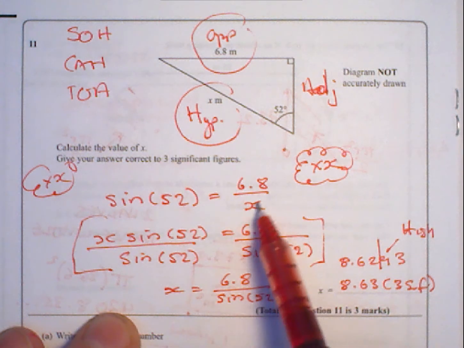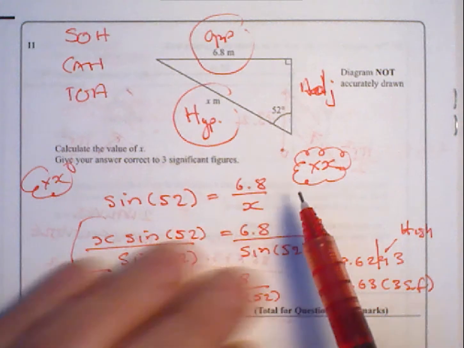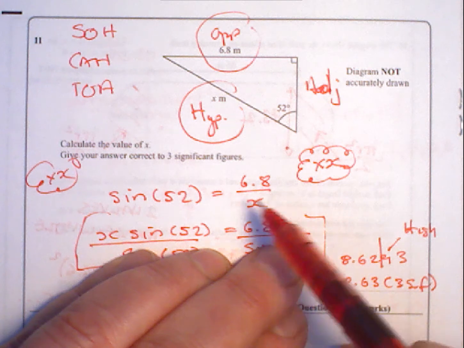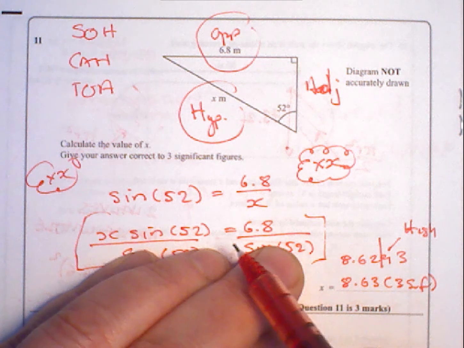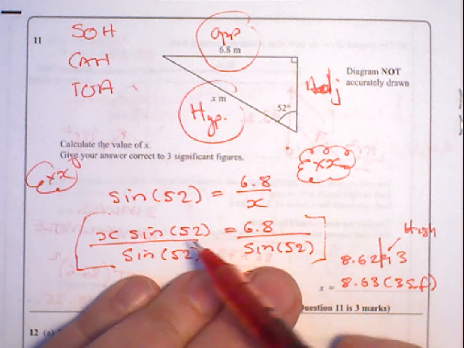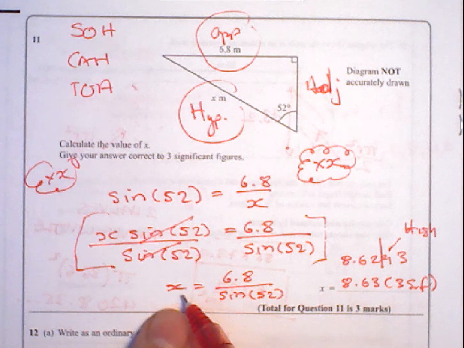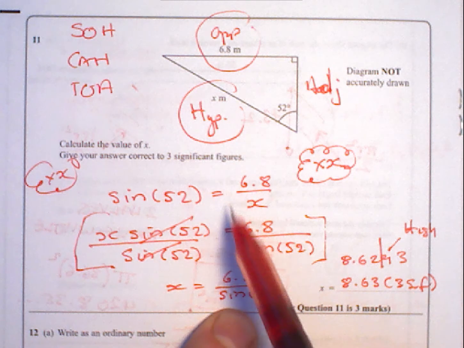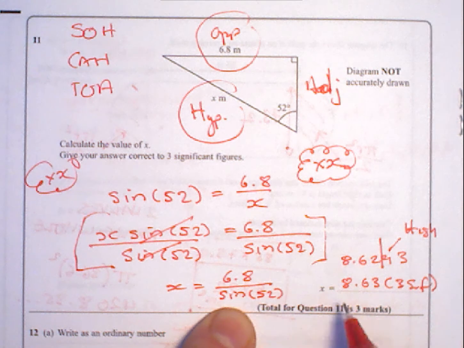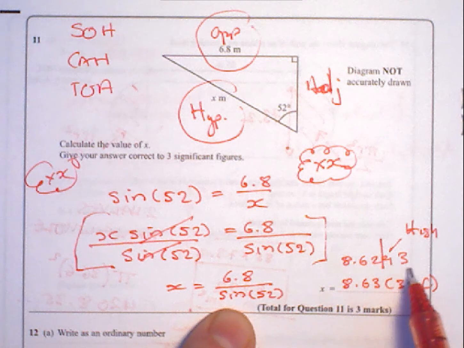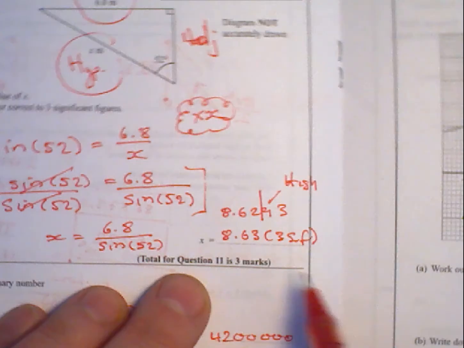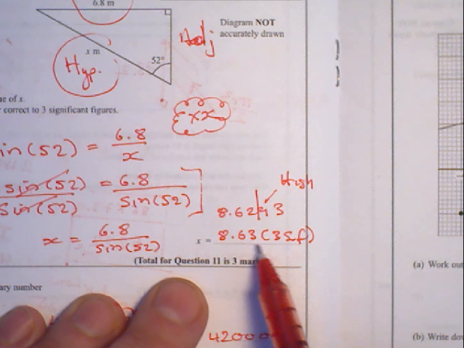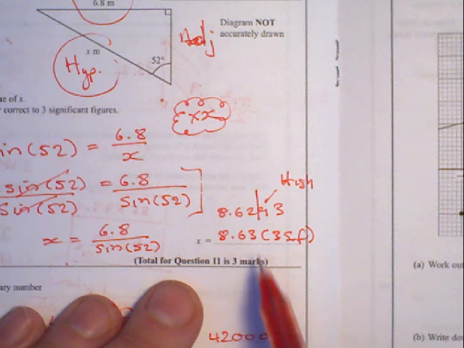I got rid of the fraction by multiplying by x both sides, so I ended up with just this bit here, x sine 52 equals the x moved over here, and then I've divided away the sine 52, okay, so that it cancels, and you're left with x on the left, and you get 6.8 over sine 52. Now I know a lot of you are very comfortable just moving from here to here, and that's not a problem. And again, I've written out the full number. Okay, if you don't write out the full number, you are running a risk of losing method marks. 9 is high, so that needs to round up to 8.63, okay, to 3 SF. If you wrote 8.62, you would lose a mark.